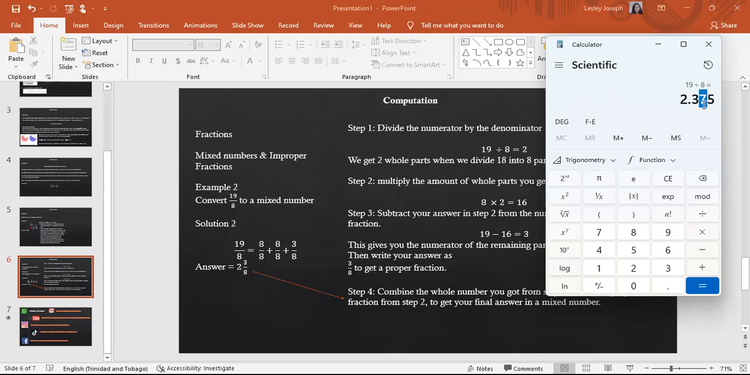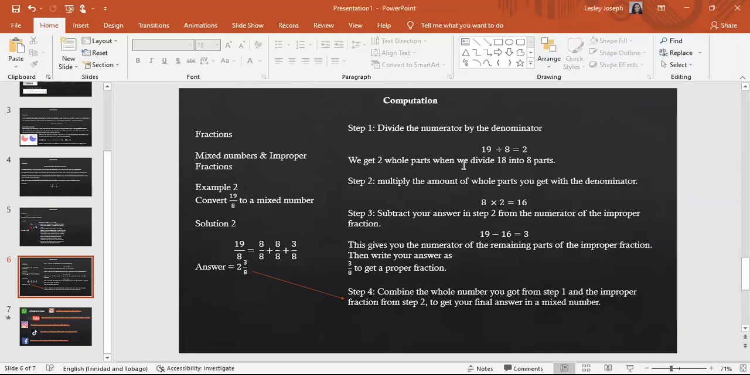This will give us the proper fraction that we are looking for. And when we get to converting decimals to fractions, then I will come back to the same example and show you how to get this answer into a mixed number, right? But for now, I just want you to take the 2, which is the whole number part of the fraction. So we got 2 whole parts when we divide 19 into 8 parts.